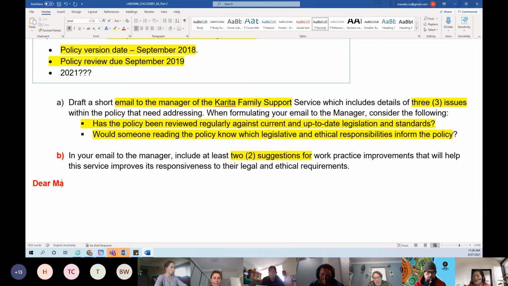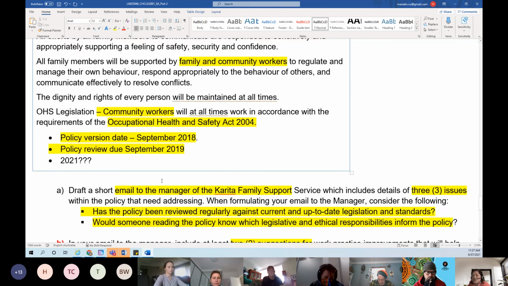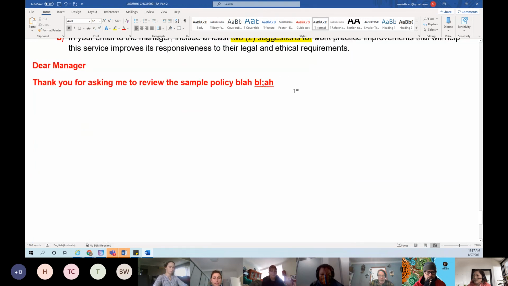So what you're going to do is write, dear manager, thank you for asking me to review the sample policy. Sample policy above. Make sure you write down the name of what it is. And then all you need to do is put down here the 3 issues I've identified. 1, 2, 3. And then you can put in your email, 2 suggestions I've identified are as follows.